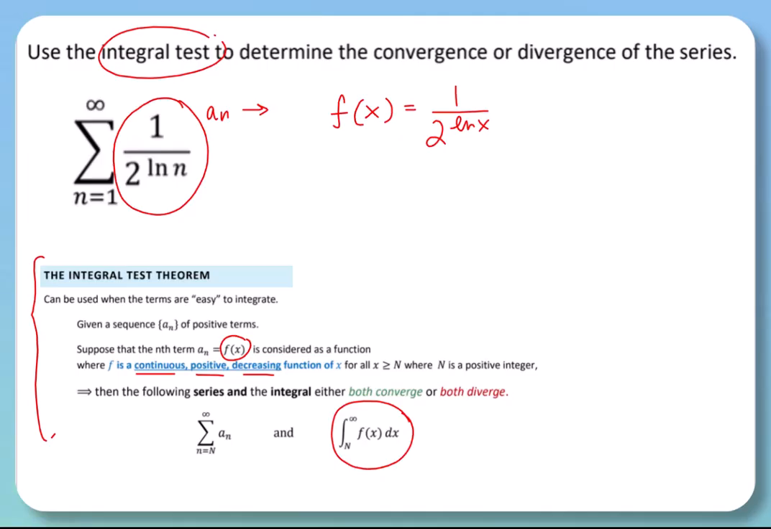Before we do anything else, we need to verify that the function is continuous, the function has all positive terms, and that the function is decreasing. How might we show the function is continuous? Well, showing it's continuous is showing that the domain is all real numbers, or at least all real numbers from 1 to infinity. Okay, so if I plug in numbers, natural log of x, that's where my variable is.